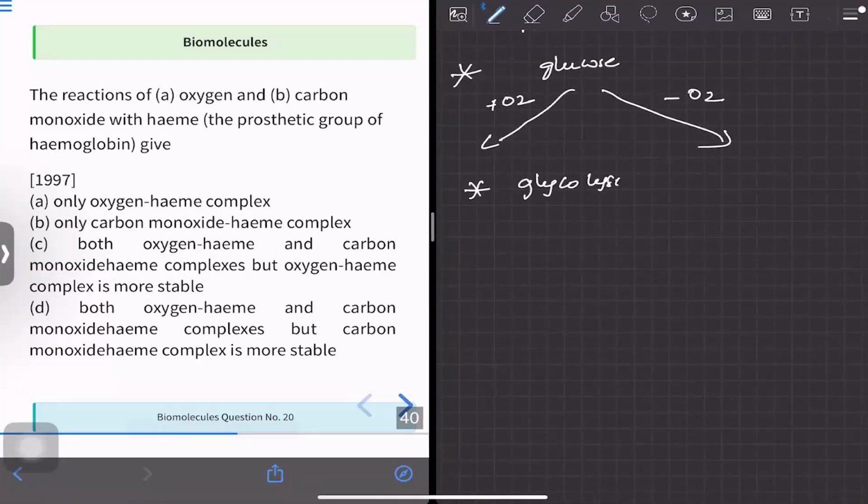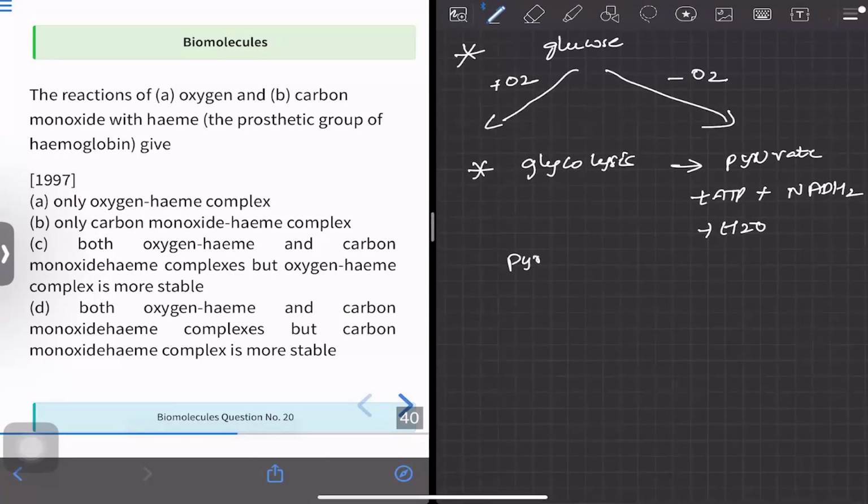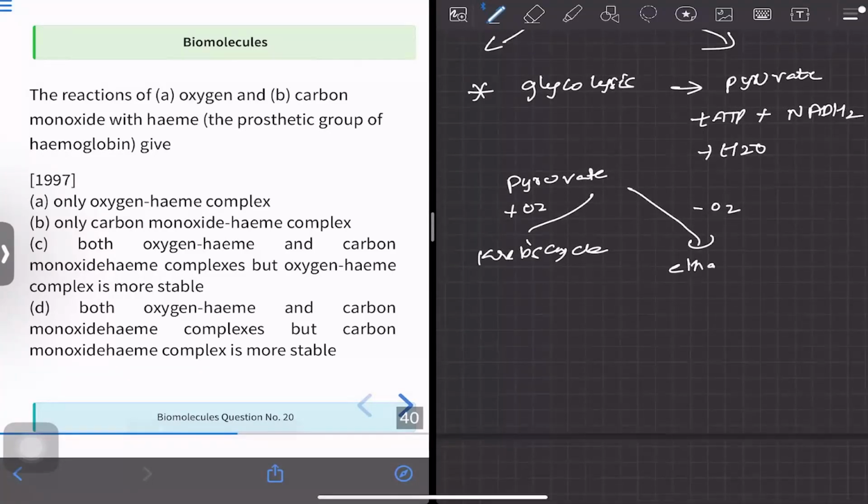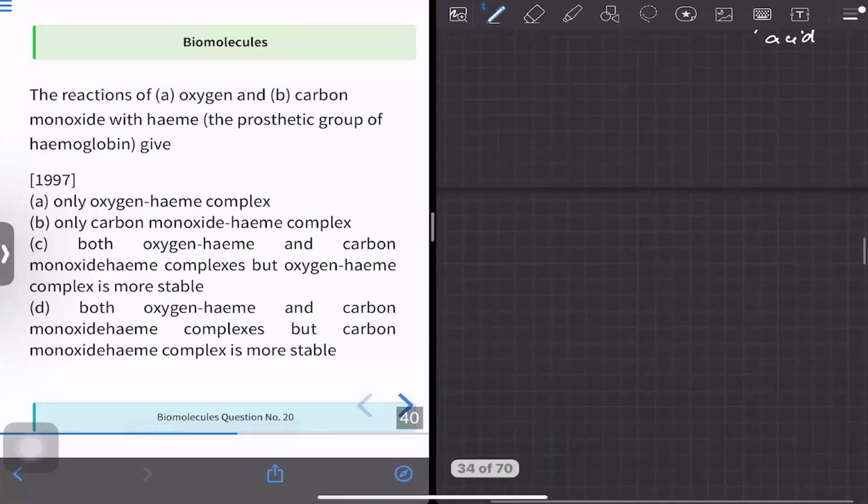glycolysis. In glycolysis, glucose is oxidized to form pyruvate, ATP, NADH2, and water. Further, pyruvate, in the presence of oxygen, undergoes the Krebs cycle to yield more energy. In the absence of oxygen, it produces ethanol or lactic acid. This is about glucose oxidation.